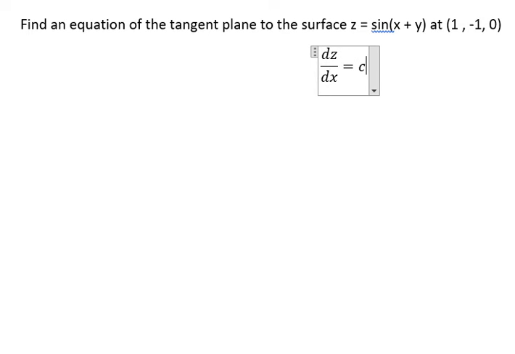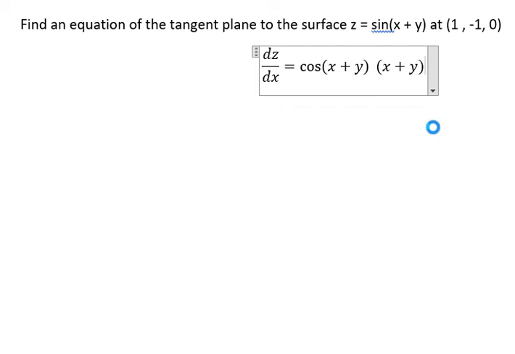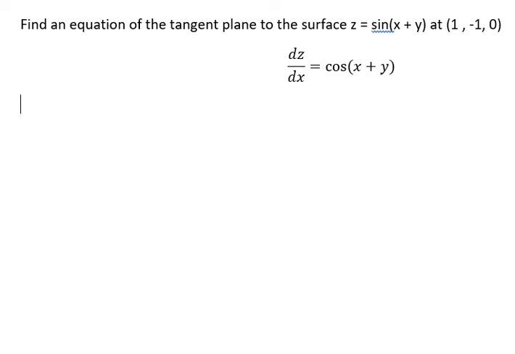So for this one we have cosine of x plus y, and we need to take the first derivative of x plus y. This one gives us number 1. This one we don't have y, so you get number 0. And we can put it like this. Now we need to do the first derivative of z with respect to y, and we still have cosine of x plus y.